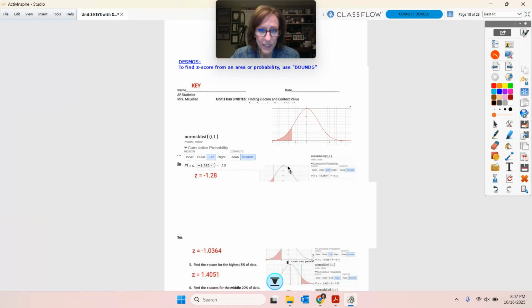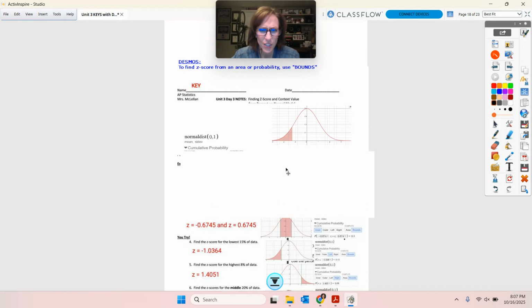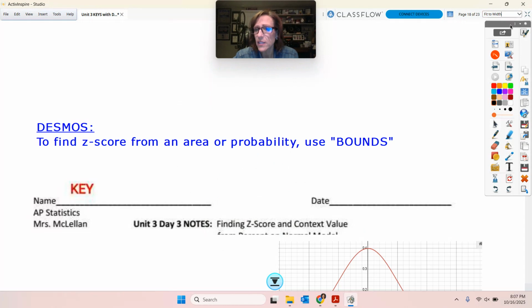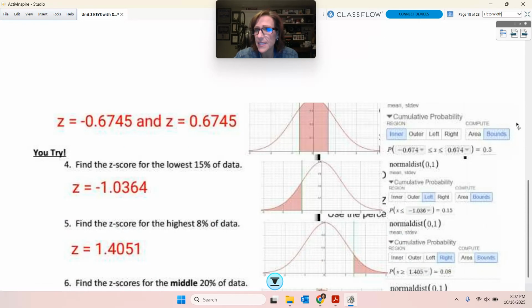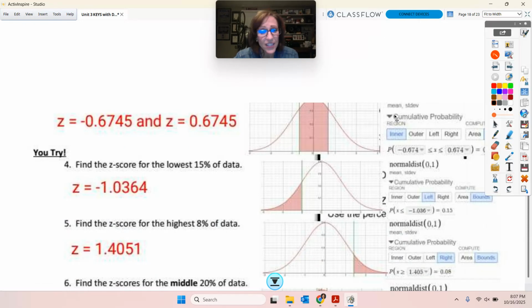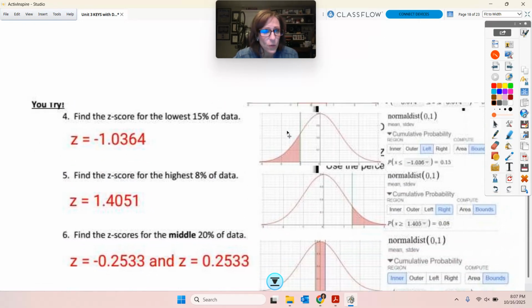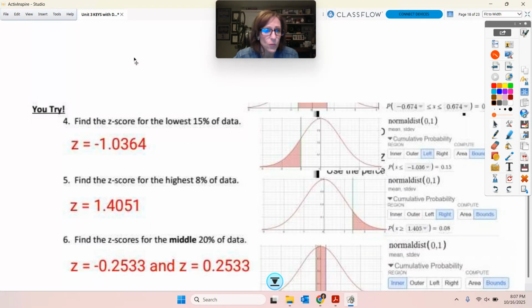All right, let's see what's next. Okay, I already had you try that. The lowest 15%, so I'll let you do that. If you want to try that yourself, you can come on down. I think you're probably fine with these. When we used the TI calculator, it was more difficult, we had a little bit more involved. But now with the Desmos, it's so much easier. So I think you're fine. We'll go to the left, 0.15 to the left, 0.08 to the right, and then 0.2 in the middle.